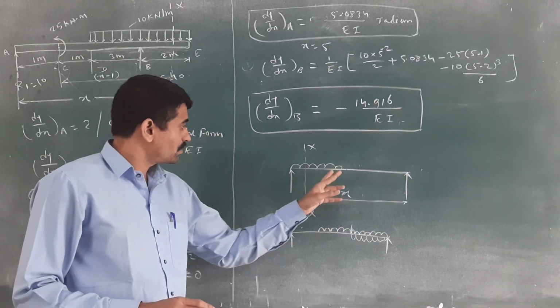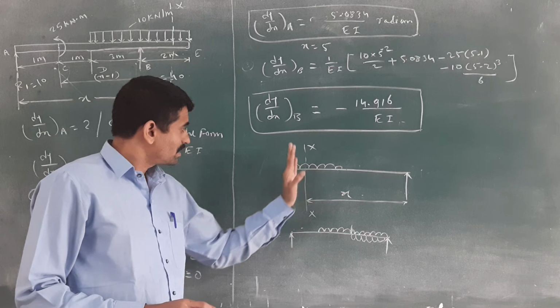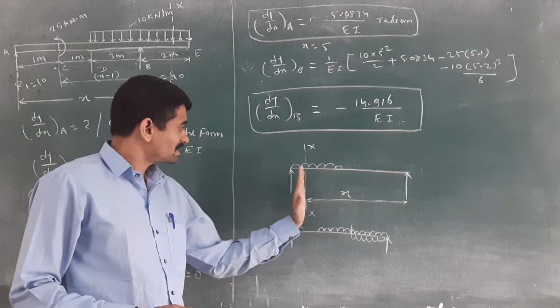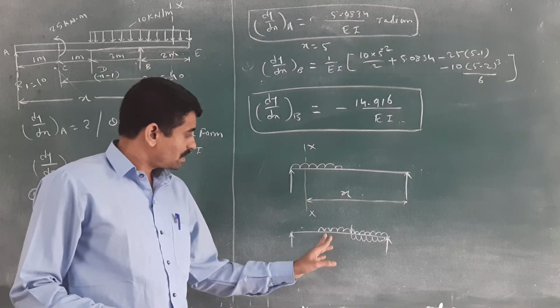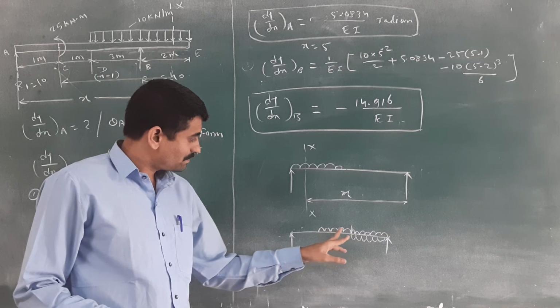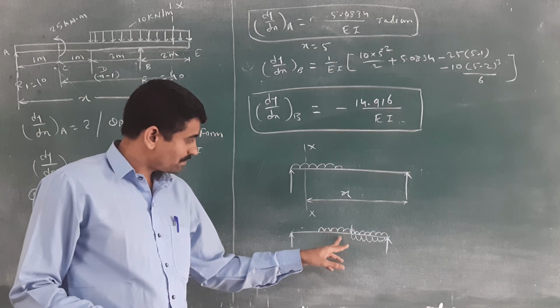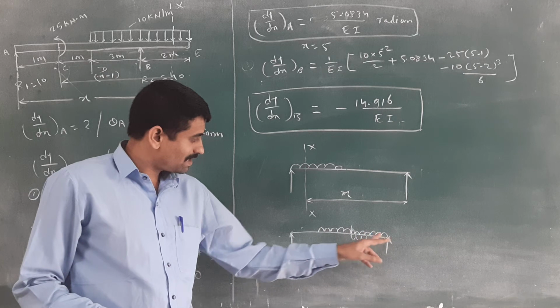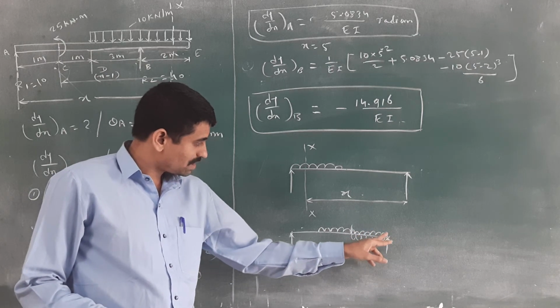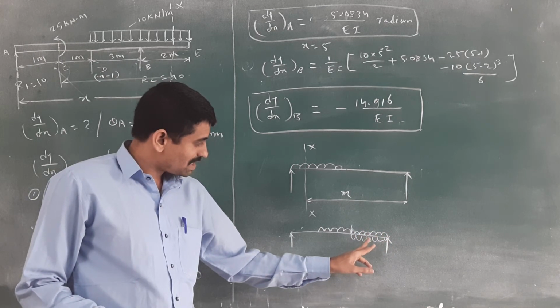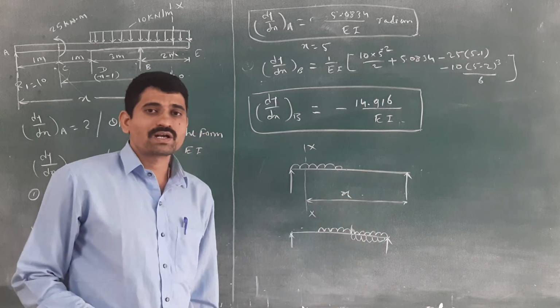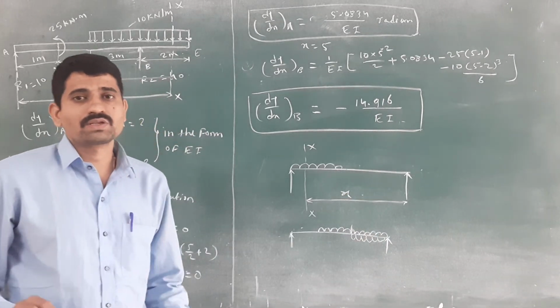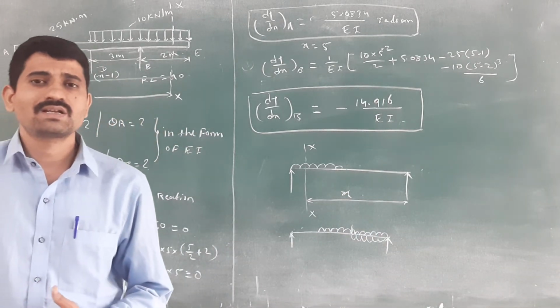If you have been given the UDL on this side up to the end, then you have to consider the section XX from the left end. And if you have been given the UDL at the center or any position, not touching the end, then you have to extend it up to the end, and the same UDL is applied in the upward direction. Okay, today we will stop here. In the next lecture we will see the next numerical.